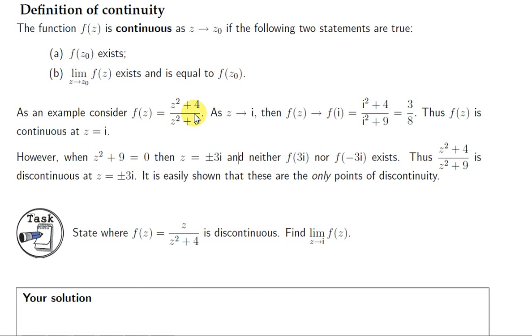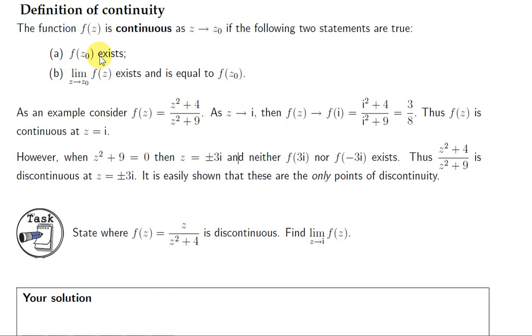Here is an example of a function that is continuous everywhere, except at the 2 points plus 3i and minus 3i. For a function to be continuous at a point, the value of the function must exist at the point. Now if we calculate f of 3i, we will get 0 in the denominator. We'll get 3i times 3i, that's 9i squared, plus 9. Well, that's minus 9 plus 9, which is 0. So we've division by 0. That means that f of 3i does not exist. Neither does f of minus 3i. We'll get another 0 for the denominator.